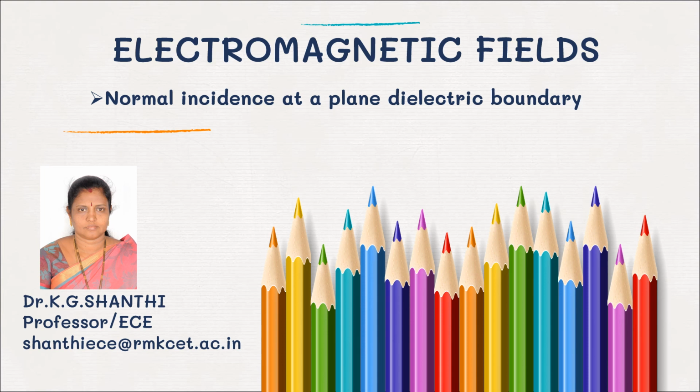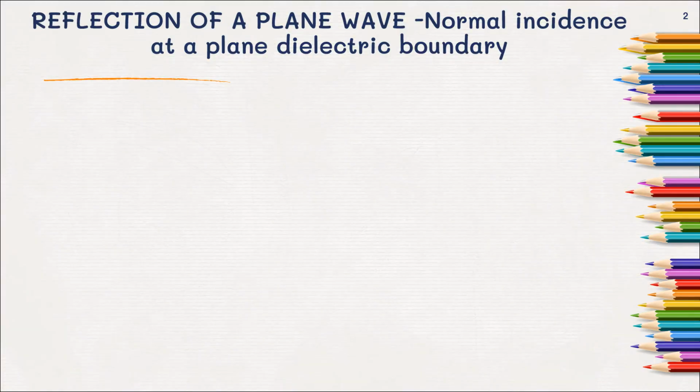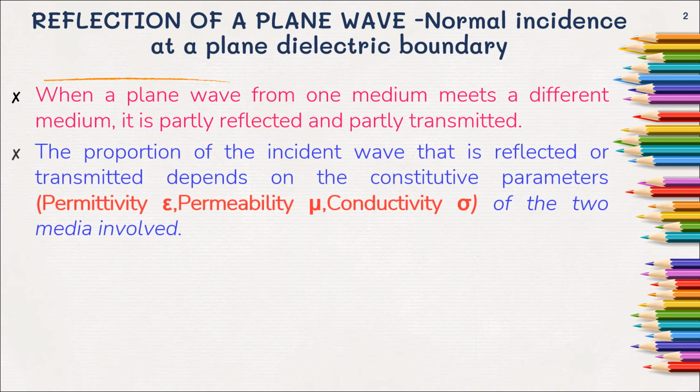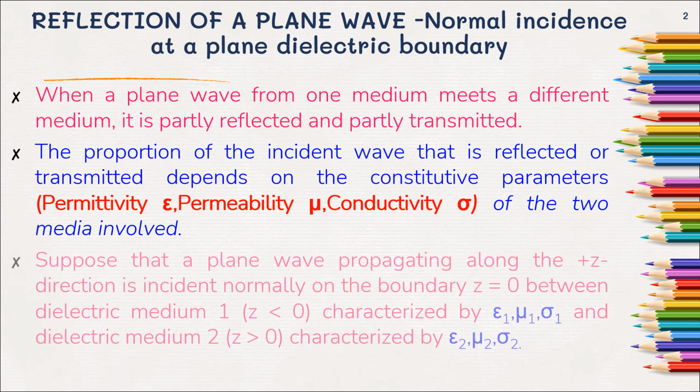Now in this particular video, we are going to see what happens at normal incidence at a plane dielectric boundary, that is, when a wave is incident on a plane dielectric boundary. Reflection of a plane wave when it is normally incident at a plane dielectric boundary: when a plane wave travels from one medium to a different medium, it is partially reflected and partially transmitted.